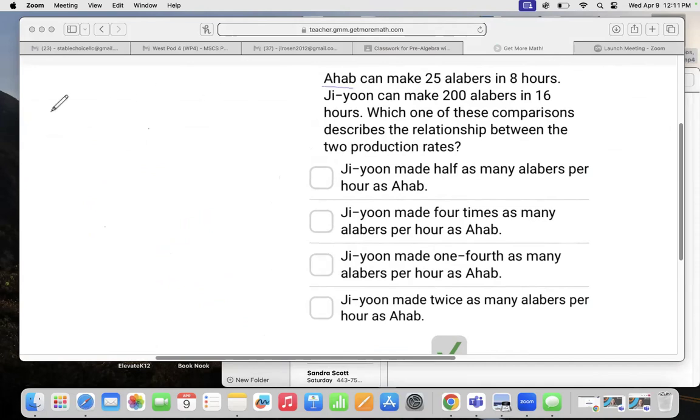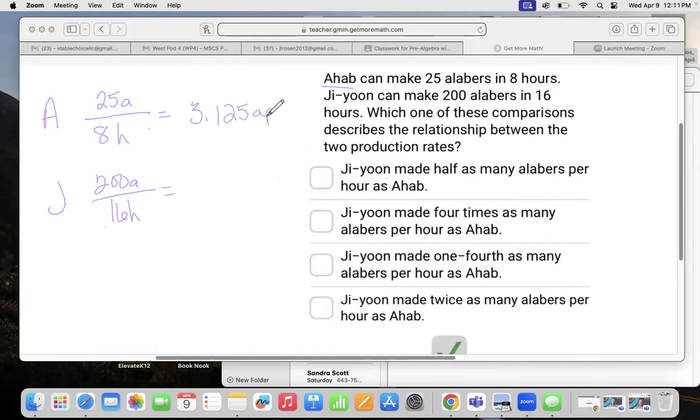We're just going to say A can make 25 alibers in 8 hours. And then Ji-yoon, again, don't get caught up on the names, can make 200 alibers in 16 hours. Keeping the order the same, A over hours, A over hours. Which one of these comparisons describes the relationship between the two production rates? Okay. So again, we're going to just do the division. 25 divided by 8. Fractions are just division problems.